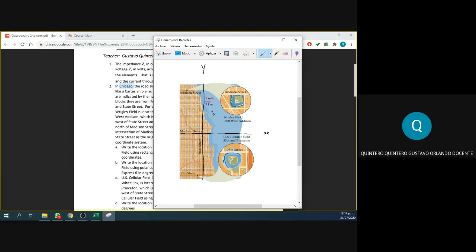So if we look at the little piece of map that the question is giving us for Chicago, the intersection between Madison Street and State Street, these two, right? That intersection will give us the point 0, 0. So the point 0, 0 is right here. Is this one, the intersection. That is the origin of our Cartesian plane.